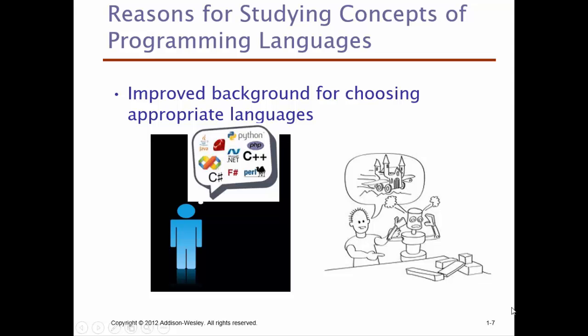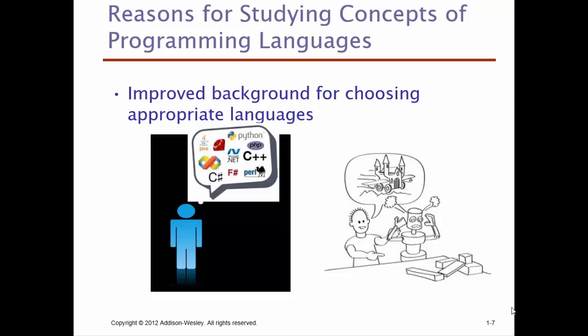Improved background for choosing appropriate languages is another reason for studying concepts of programming languages. Many professional programmers have had little formal training in computer science. Rather, they have developed their programming skills independently or through their company's in-house training programs. These training programs often limit instruction to one or two languages that are directly relevant to the current projects of the organization. Many other programmers received their formal training years ago. The languages that they learned then are no longer being used today, and many features now available in programming languages were not widely known when they studied that language.